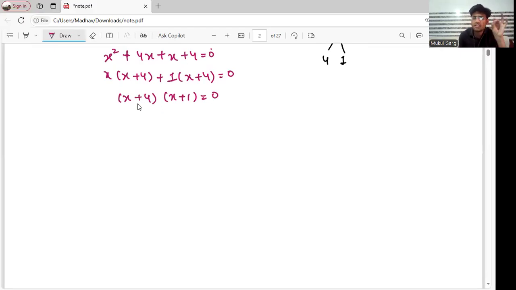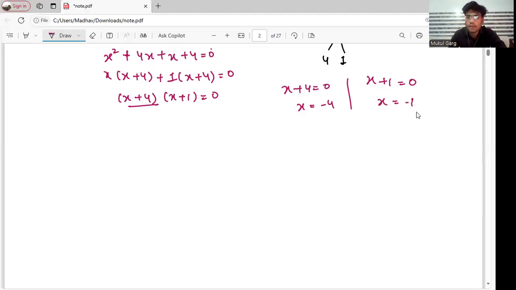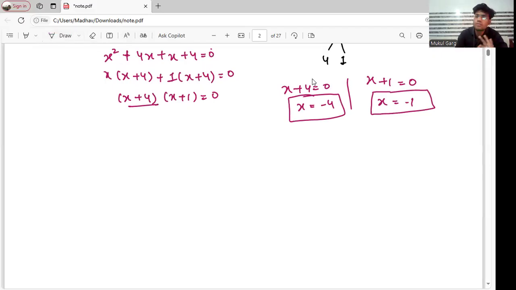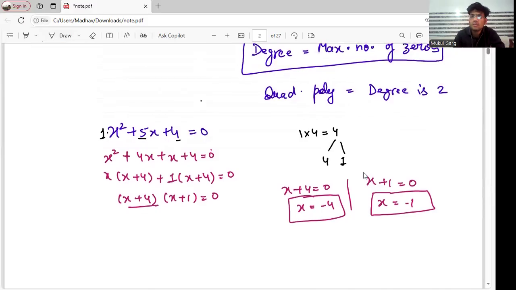Now the thing is that either this first bracket x plus 4 can be 0. अगर x plus 4 0 है, so from here I'll get the value of x as minus 4. And if x plus 1 is 0, then I'll get the value of x as minus 1. So these are the two zeros I got. Okay. So degree equals to the maximum number of zeros. It proves it कि मैक्सिमम नंबर ऑफ जीरोस कितनी हो सकती है पॉलिनोमियल की? मैक्सिमम हो सकती है 2 जीरोस, और दोनों इस केस में आ गई हैं. ठीक है.